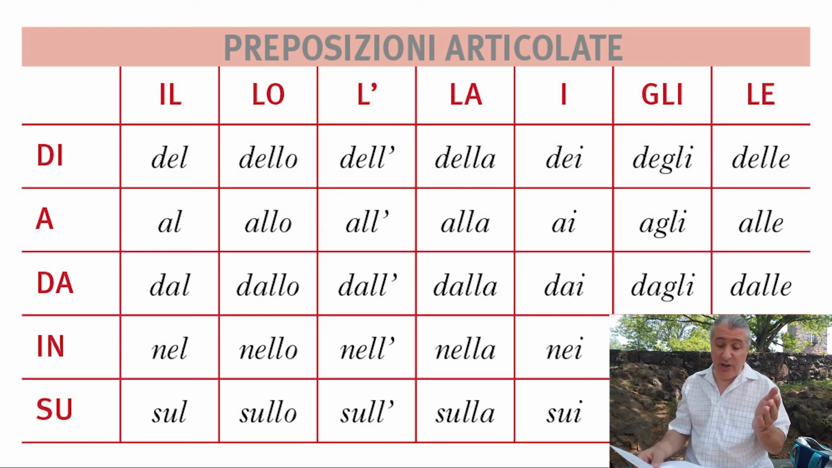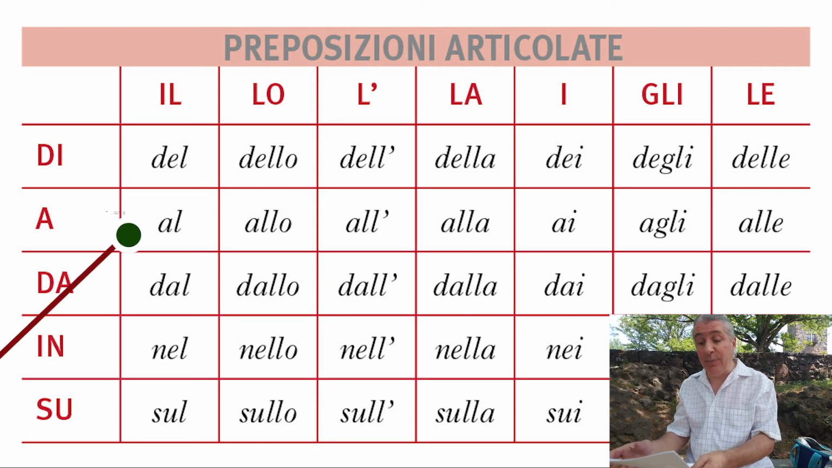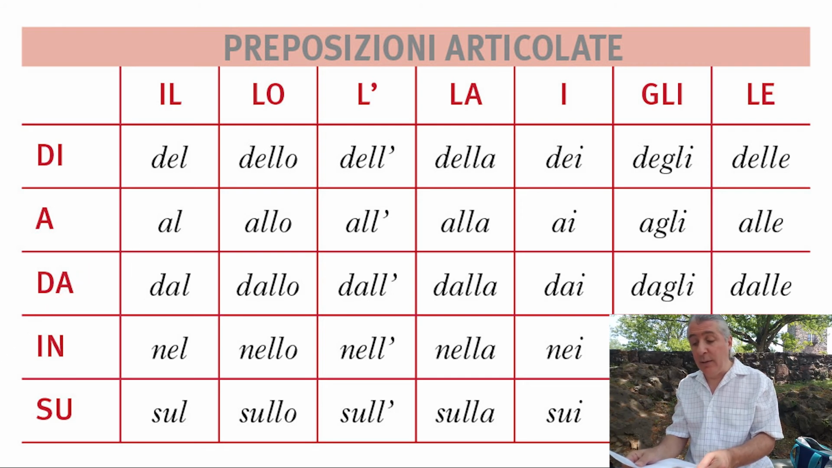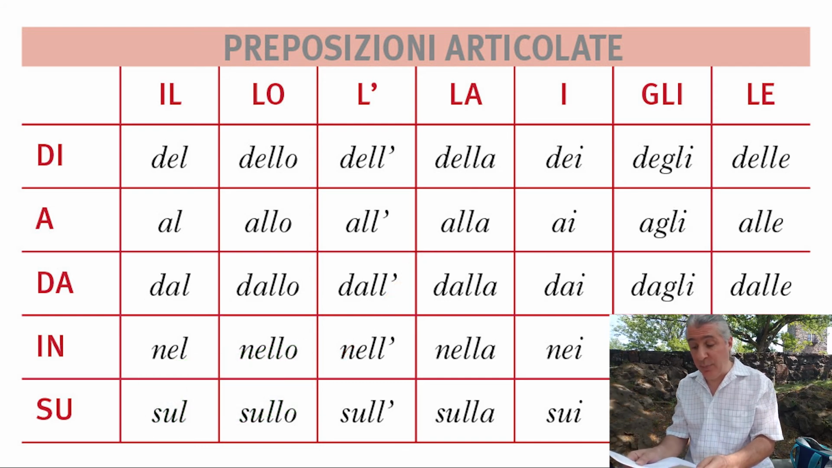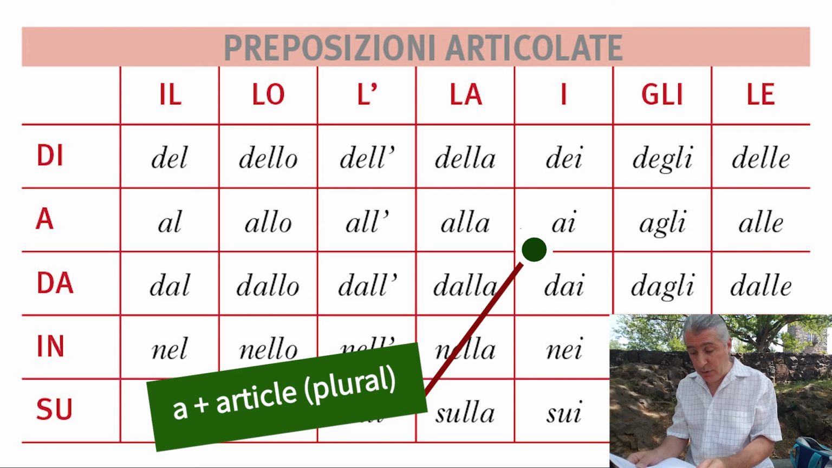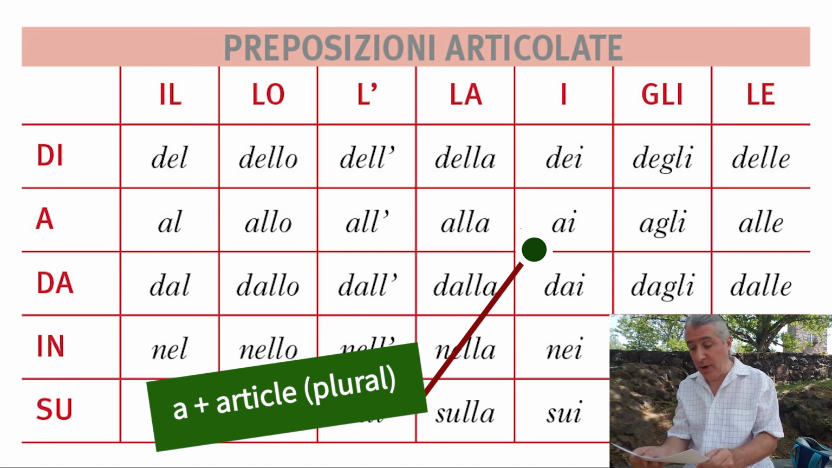So that's di. If you look at a, the next simple preposition all the way to the left, you can see how it changes when we combine it with the definite article. So a plus il becomes al, a plus lo becomes allo, a plus l apostrophe becomes all apostrophe, and then a plus la becomes alla, a plus i, masculine plural, becomes ai, and then a plus gli becomes agli, and then a plus le, feminine plural article rather, becomes alle.